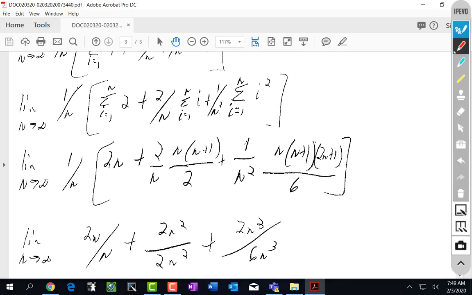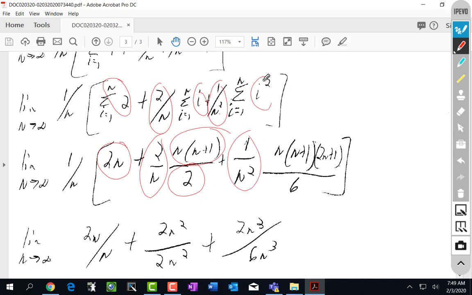Okay, now I'm going to go ahead and use my summation formula. So remember, this times this, that's 2n. You still have your 2n right here. Your i formula is n times n plus 1 all over 2. And you have 1 over n squared. And then your i squared formula is n times n plus 1 times 2n plus 1 all over 6.